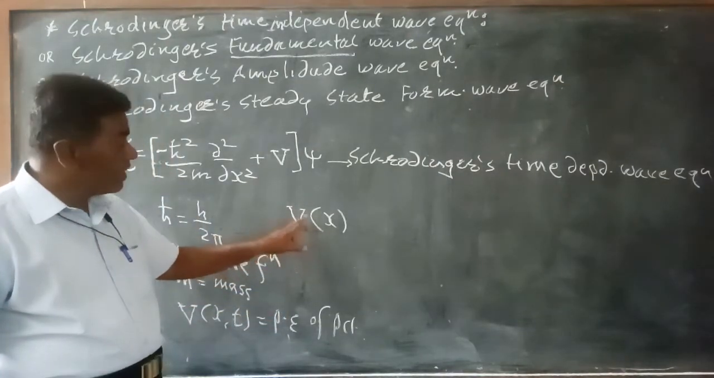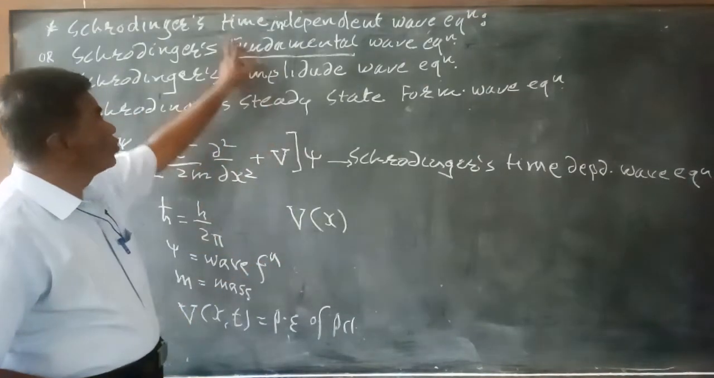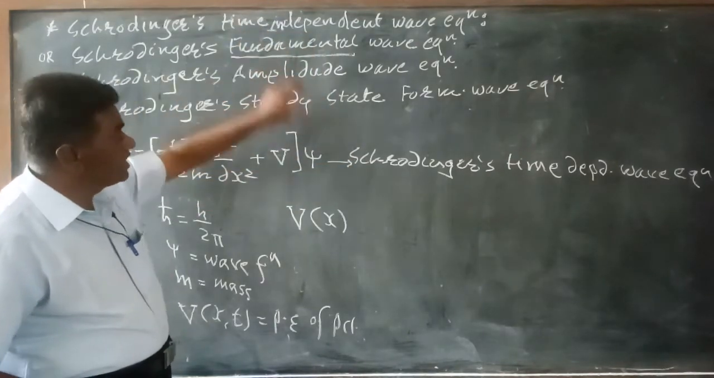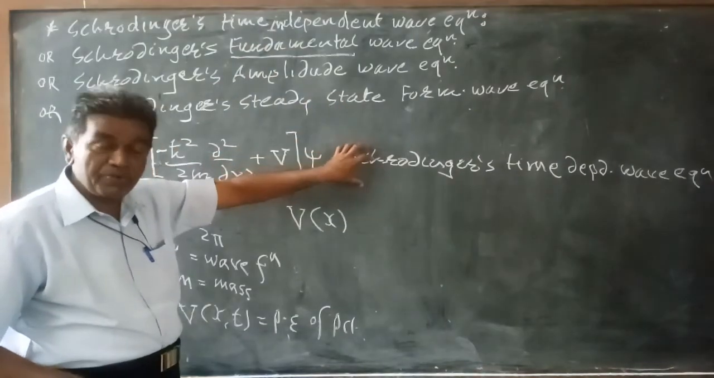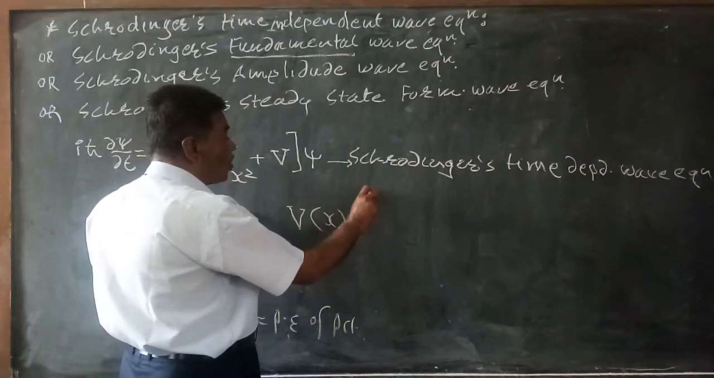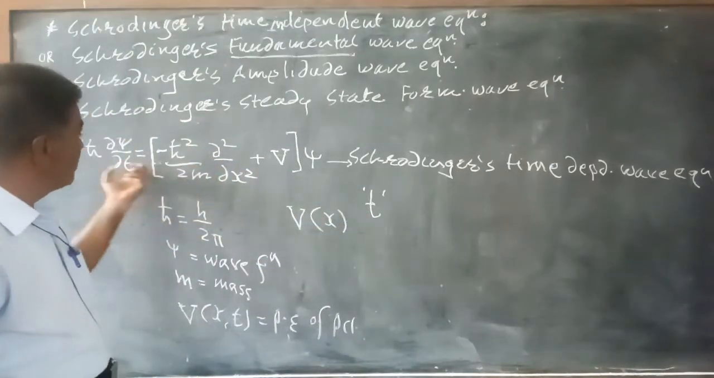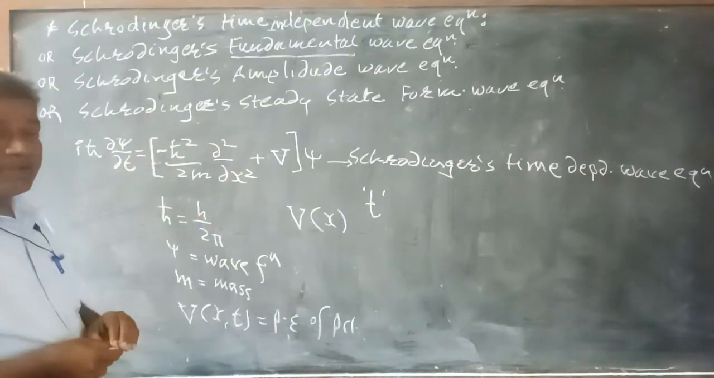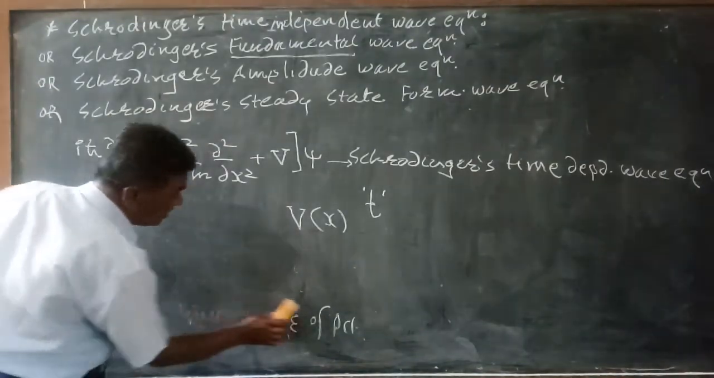In that case, we will derive the Schrodinger's time independent wave equation from the Schrodinger's time dependent wave equation by removing all reference to time. All the reference to t we will remove from this equation, and that equation becomes the Schrodinger's time independent wave equation. For that, consider the de Broglie's wave.